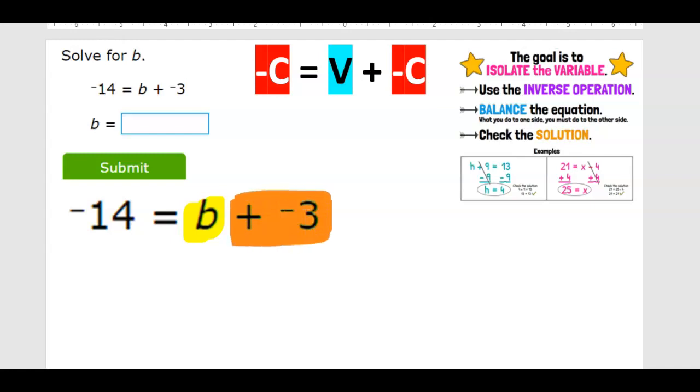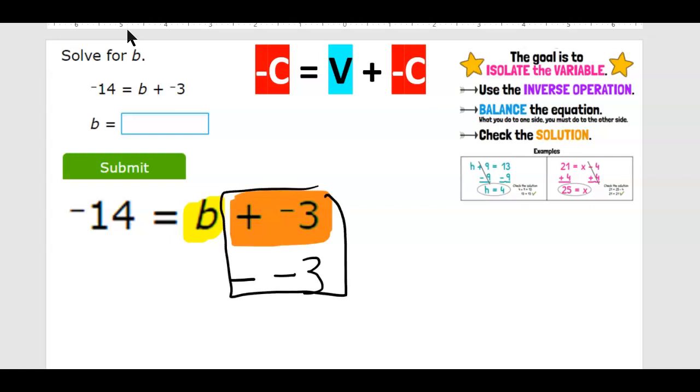How do we do this? What's the inverse of plus negative 3? Well, the inverse of plus negative 3 is minus negative 3. That's the inverse. So that'll cancel out, right? Yeah, it does.